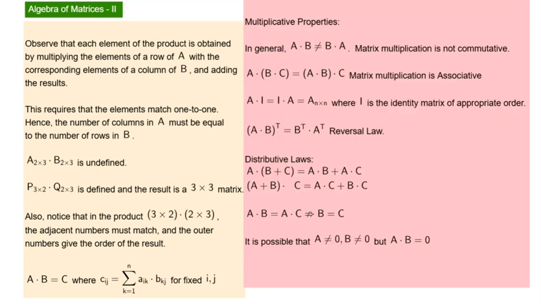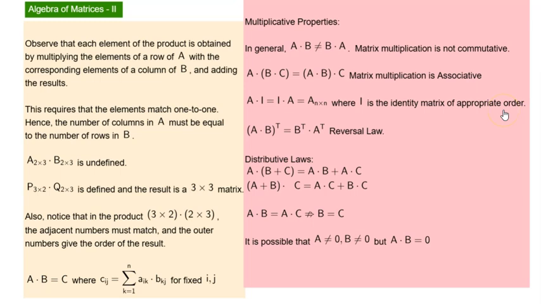Now, multiplication of matrices has these properties. In general, A times B is not equal to B times A. That is, matrix multiplication is not commutative. (A times B) times C is equal to A times (B times C). That is, matrix multiplication is associative. A times I is equal to I times A is equal to A, where I is the identity matrix of appropriate order.